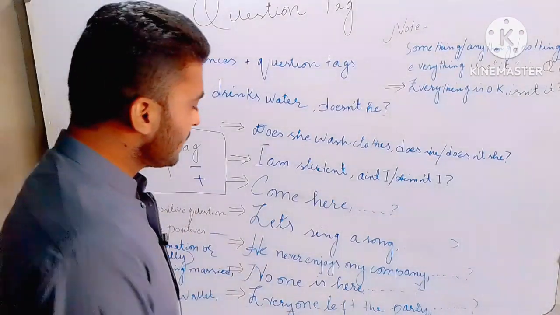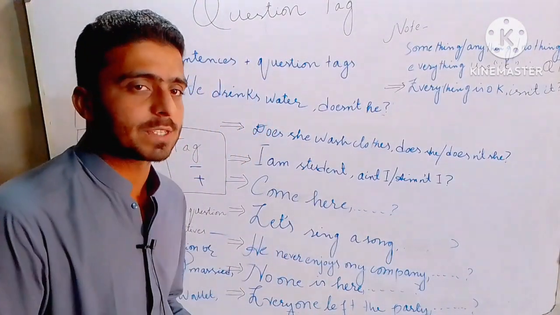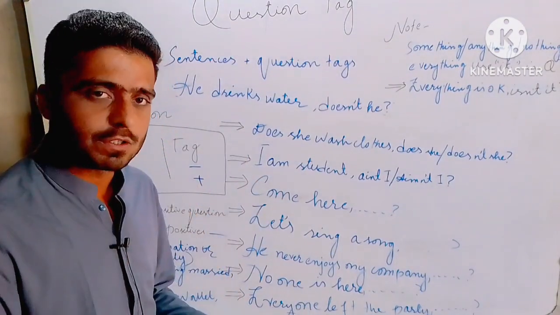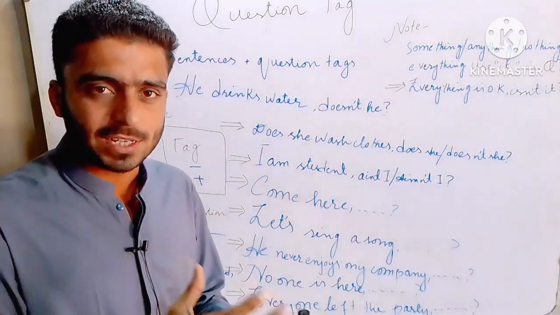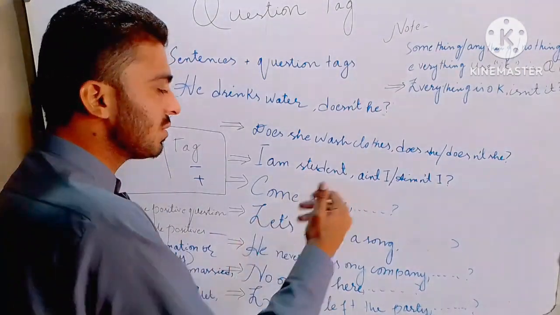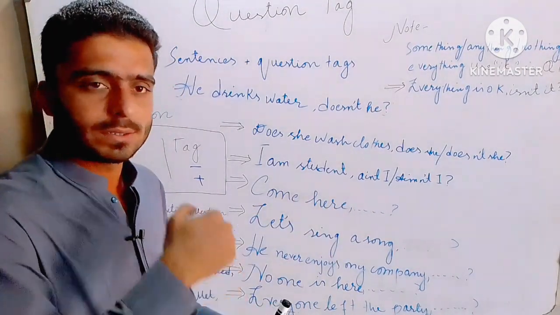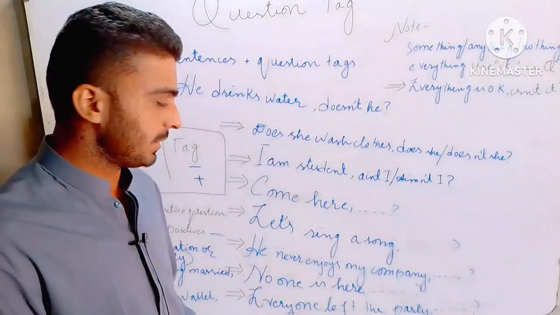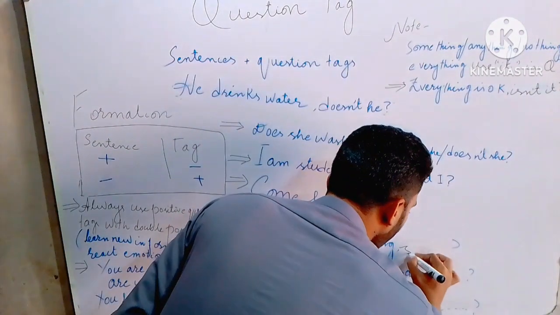So here our next sentence: let's sing a song. How can we form the question tag of a sentence which begins with let's? Remember one point: whenever a sentence begins with let's, it means a proposal is shown in the sentence. For example, let's sing a song, let's go to a party, let's listen to music. When the sentence starts with let's, we have to use shall we as the tag. Let's sing a song, shall we?